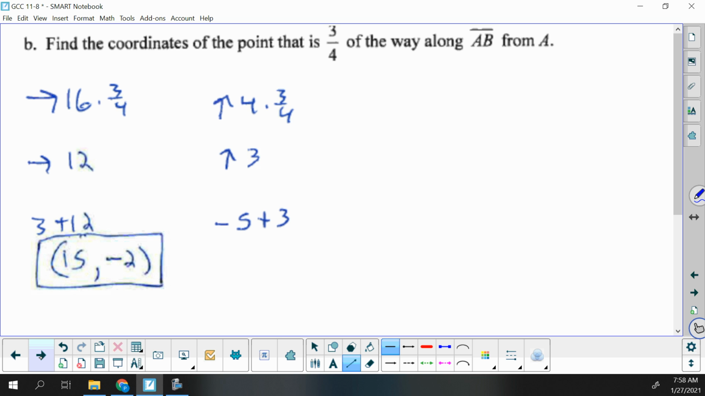Next one, we want 3/4 of the way from A. So it's the same movements, we're just multiplying by 3/4. So we had 12 and 3. Right, you're adding to the X value, so 3 plus 12 is 15. Y going up, you're adding to the Y value, -5 plus 3, so you have 15, -2.